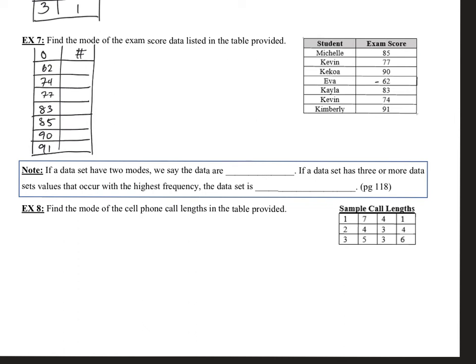62 appears only once. 74 appears once. 77 appears once. 83 also appears once. 85 appears once, 90 appears once, and 91 appears once. They all appear the exact same number of times, so there is no mode.